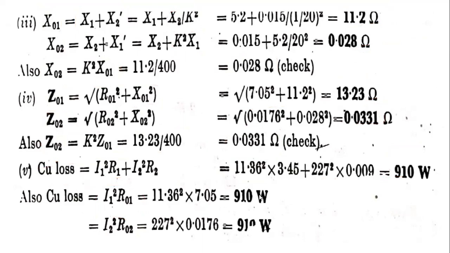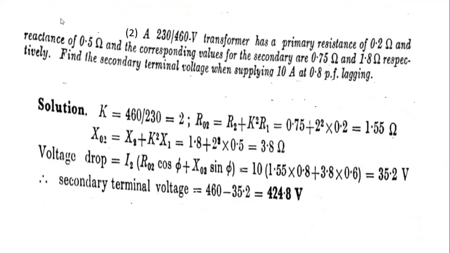Next, coming to the second problem. A 230 by 460 volts transformer, that means this is V1 and this is V2, has a primary resistance R1 equal to 0.2 ohm and reactance X1 of 0.5 ohm.